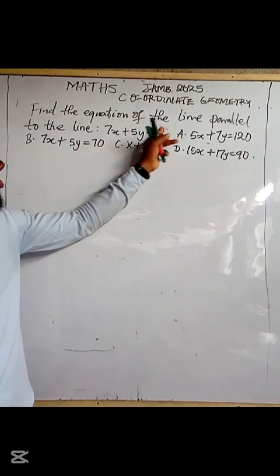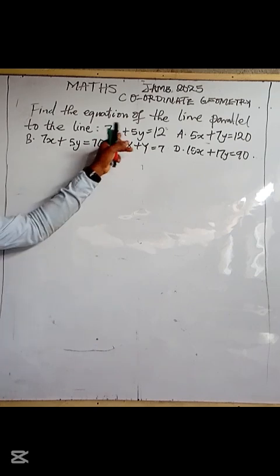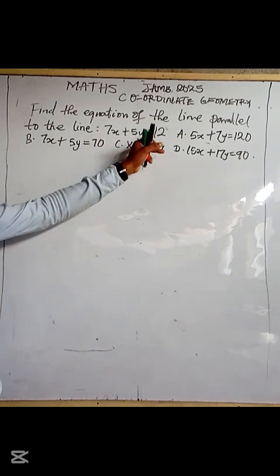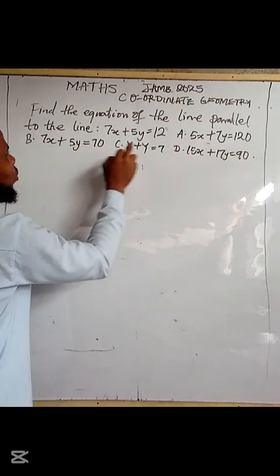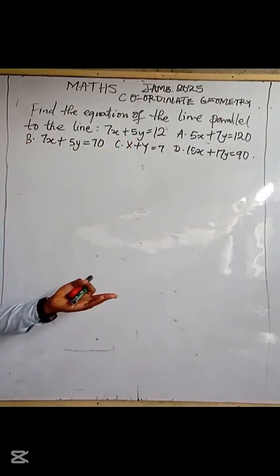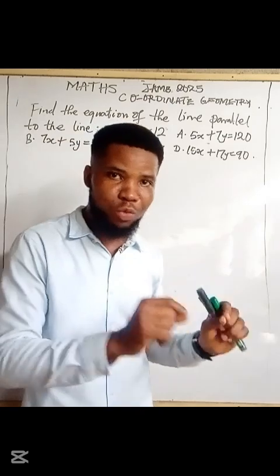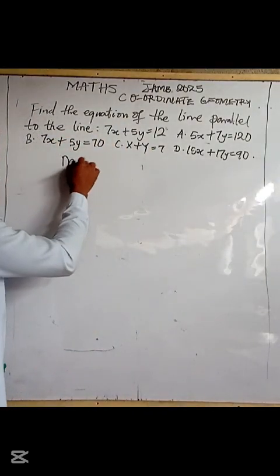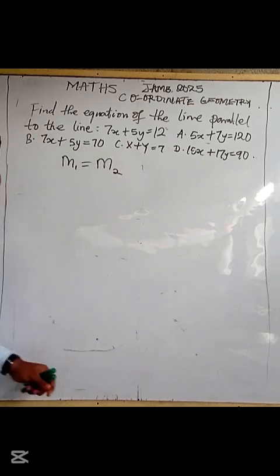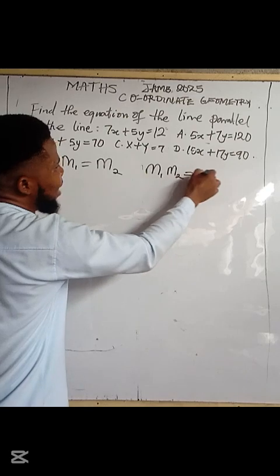Find the equation of the line parallel to the line 7x plus 5y equal to 12, right? Find the equation of the line parallel to this. Now, you're going to look at all these equations. Which of them is parallel to this? That's what the question is all about. So, remember the formulas we have established, or some of the conditions. We said for two lines to be parallel, the slope of one is the same as the slope of the other. And for two lines to be perpendicular, the slope of one multiplied by the other should give you minus 1.